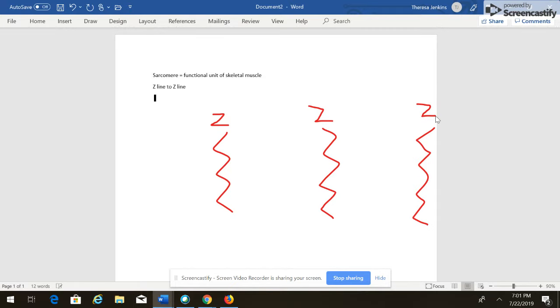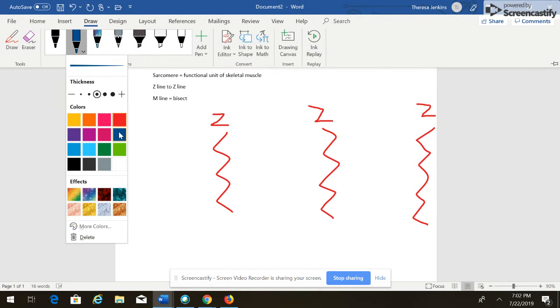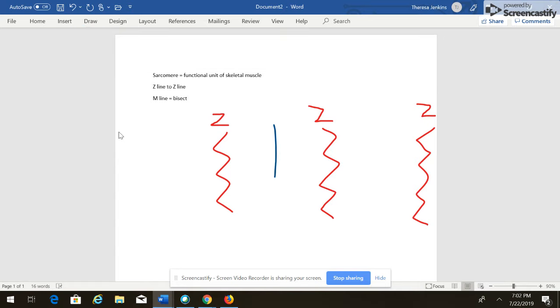Next, let's put in the next easiest part of this. The next easiest thing to put in is the M line, and this is essentially going to bisect the sarcomere. Now, in future videos, we're going to talk about the various proteins that compose these different lines. For example, myomesin composes the M line. We'll talk about that in future videos. So let's put in our M line. Here's our M. It bisects the sarcomere. So M is here. M bisects.